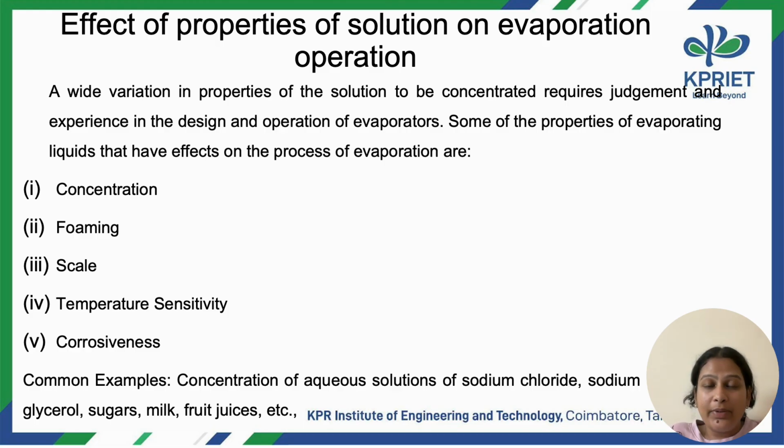Our next one is temperature sensitivity. Since evaporation is going to happen at the boiling point of the solution, we should make sure the solution we take for this process is not sensitive to temperature. Okay. Next one is corrosiveness. Obviously, when it corrodes my evaporator, then I have to spend a lot, and the operating cost, initial cost, everything is going to be very high, right? So these are the properties of solution that should be avoided in evaporation. Particularly we should avoid scaling, foaming, temperature sensitive, very dilute and corrosive solutions.